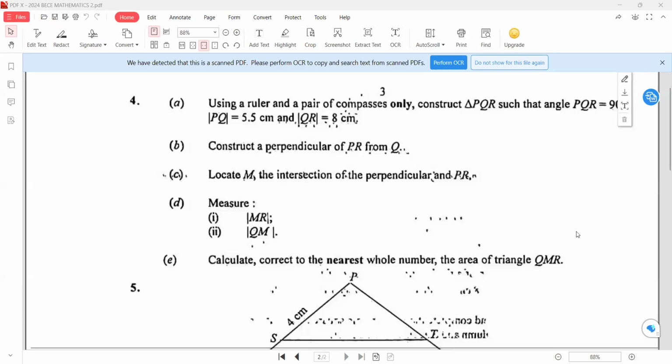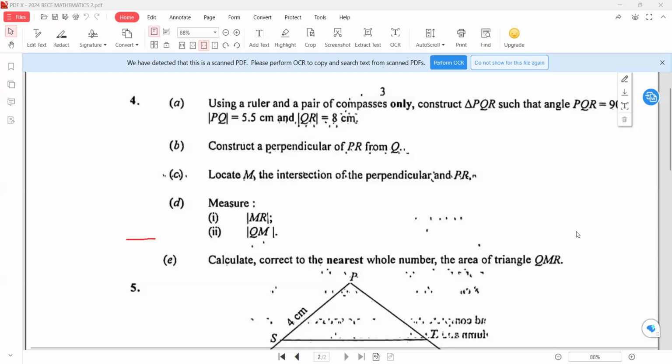Question number four. You're supposed to construct a triangle PQR. You've been given two of the lengths and one of the angles. In such a situation, look out for where the angle is formed at the middle point, and that's point Q. So which of the lengths is having Q in it? That should be your baseline. And luckily, both are having Q in them, so you can use any of them as your baseline.